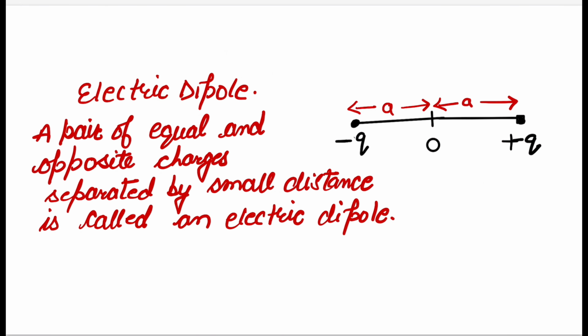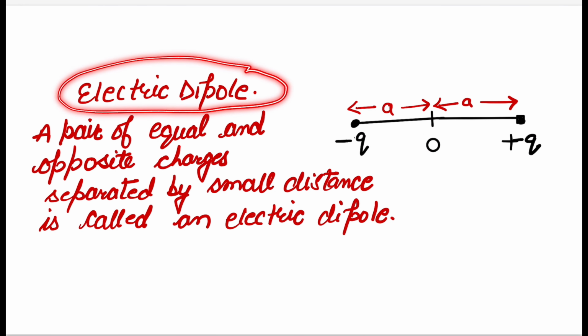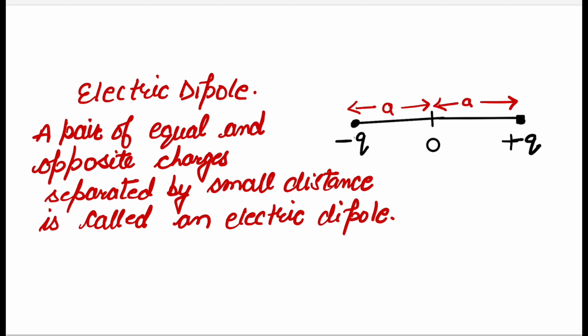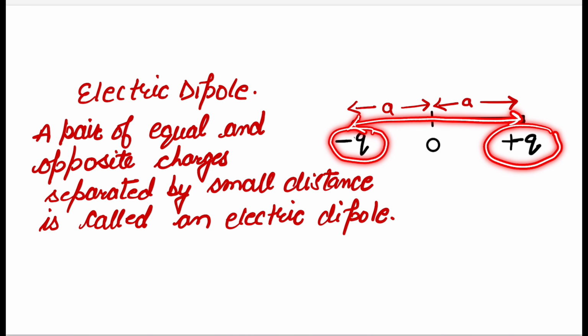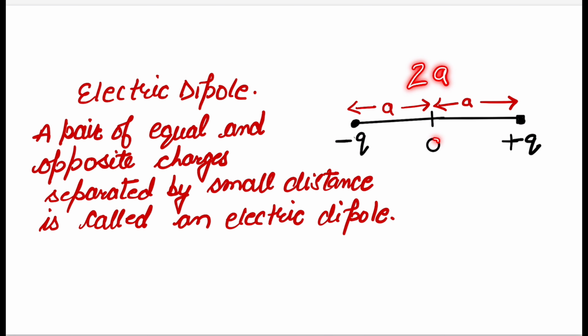Let us start with the definition of an electric dipole first. The electric dipole is a pair of equal and opposite charges separated by a small distance. Minus q is one charge, plus q is the other charge. They are separated by a distance 2a. O is the center of the dipole, so it is divided into two equal parts.